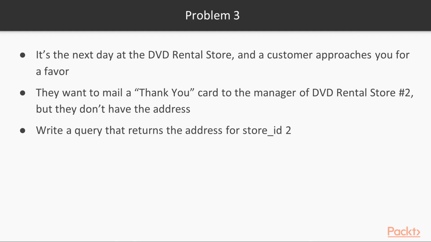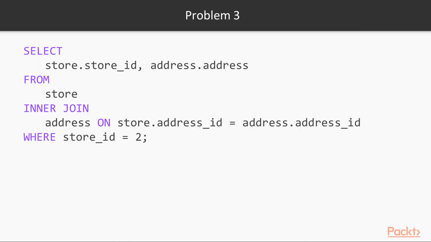So this task required the use of an inner join clause, so let's see how we could have written this. First, we select the store ID column from the store table, and then the address column from the address table. We specify from the store table, and then with the inner join clause, we join the address table, and with the on keyword, we specify our join condition, which in this case is where the store.address_id equals the address.address_id. And then finally, with the where clause, we can set our final condition, which is to return the row where the value in the store ID column equals 2. Let's move on to Problem 4.